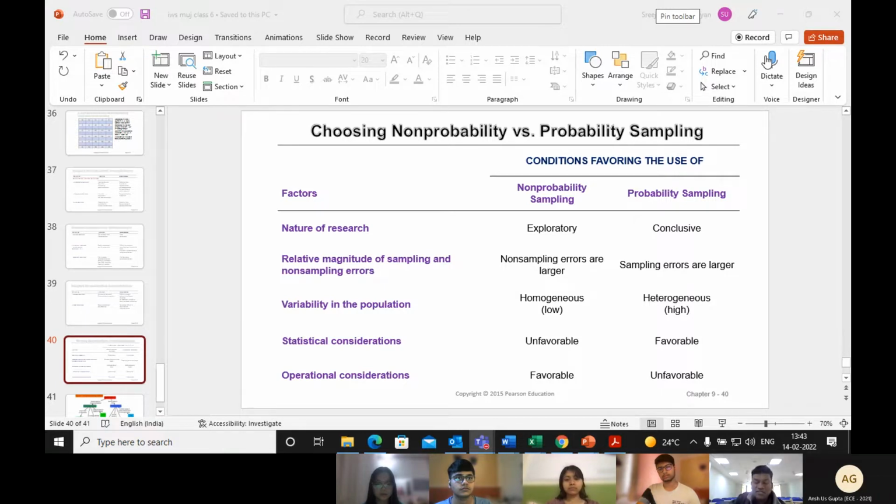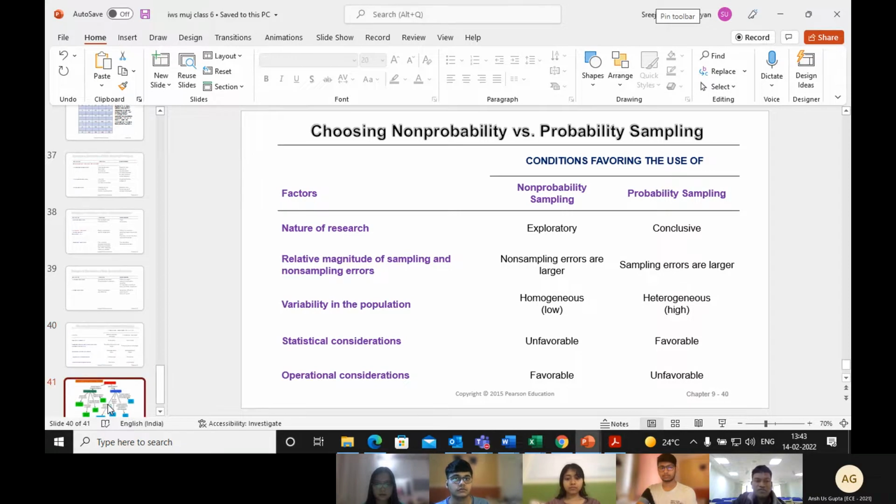Operational considerations: non-probability sampling is easy, quick and favorable to implement and to actually undertake the survey. It's a lot more convenient and easy to do non-probability sampling, judgment sampling, convenience sampling, and so forth. However, operationally, it's difficult to do probability sampling.